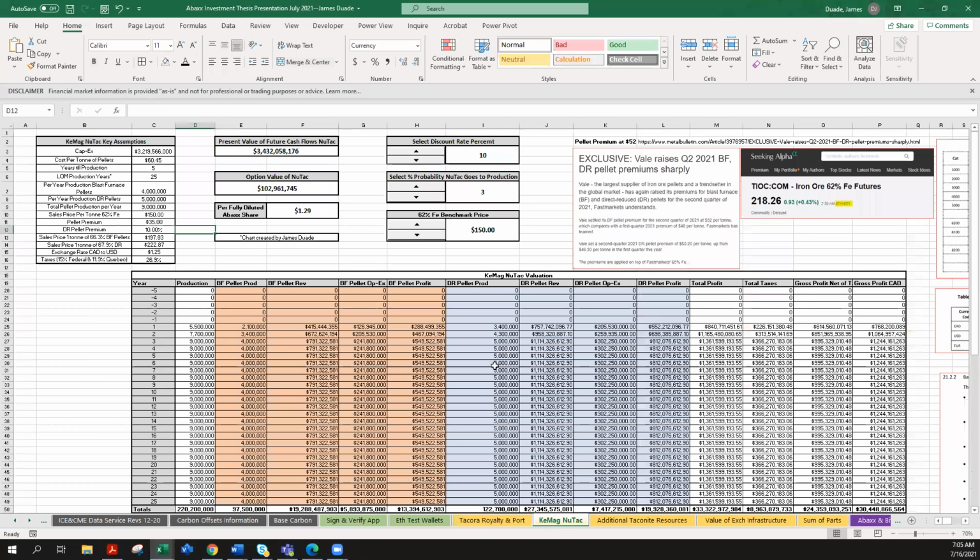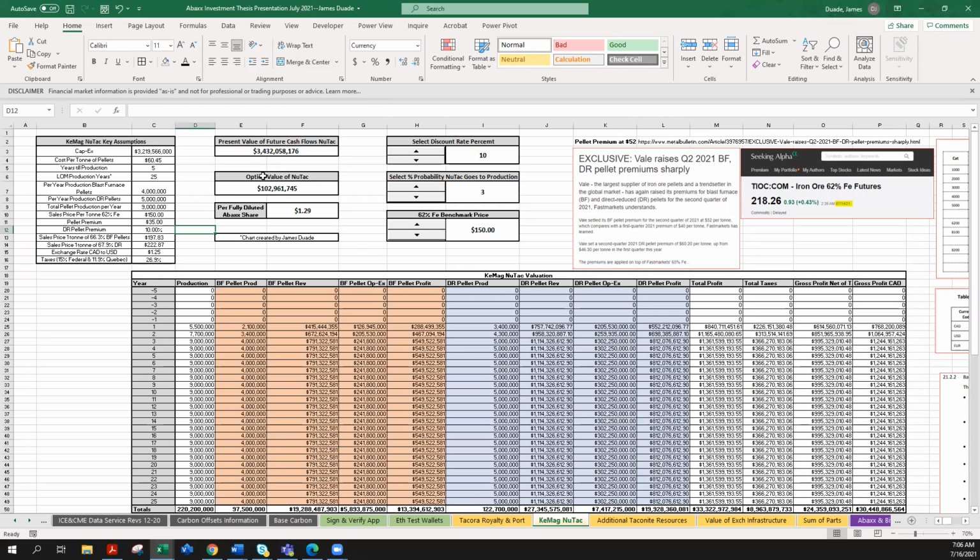Next up, we've got the KMag NewTAC. So I could probably talk about this for a couple of hours. I previously was a shareholder of New Millennium Iron from 2011 to 2015. I had studied New Millennium quite a bit, studied iron markets quite a bit. What I did was I recreated the feasibility study here for KMag, and I was able to come up with a present value of future cash flows for the KMag NewTAC project of $3.4 billion.